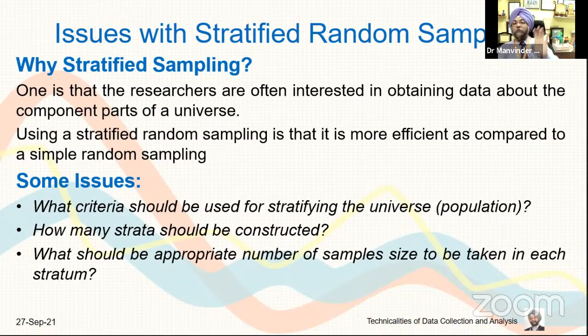Now, if the total sample size is n, which is to be taken from the population, the question arises: how much sample should be taken from strata 1, 2, and 3? You can just make it on the basis of the proportion. Suppose, for example, I want to collect data.